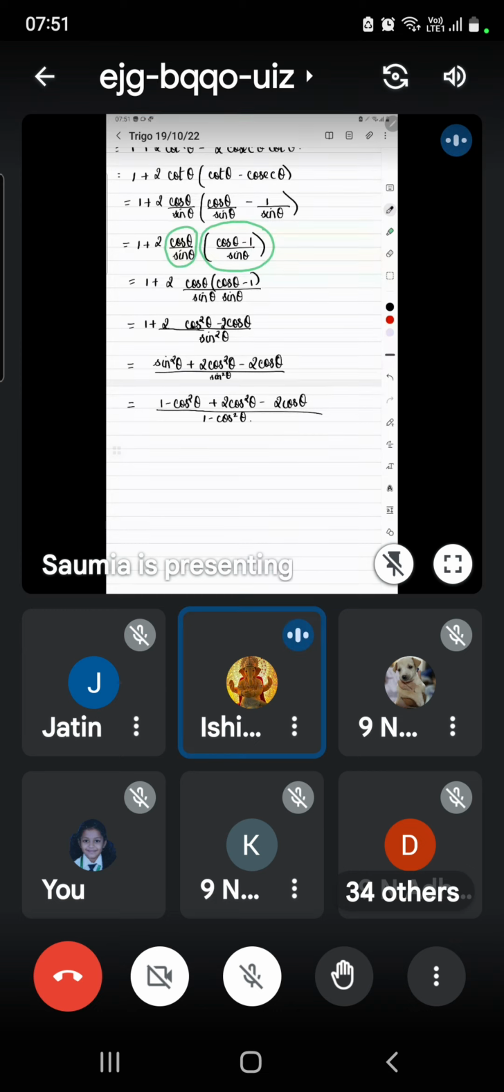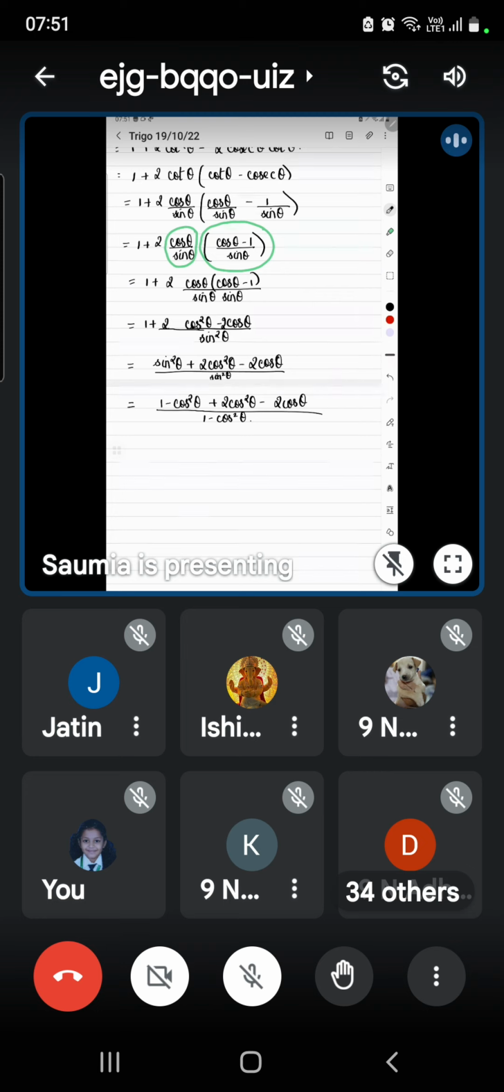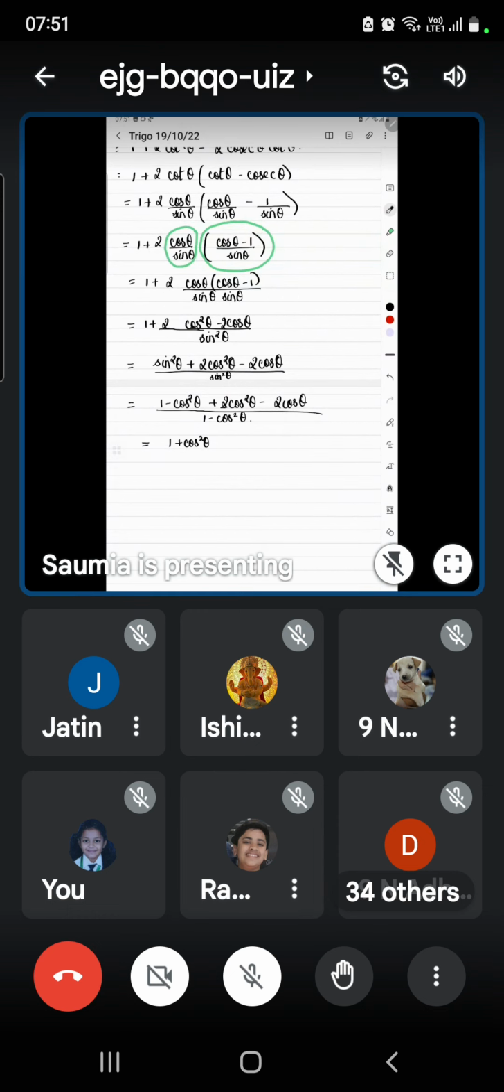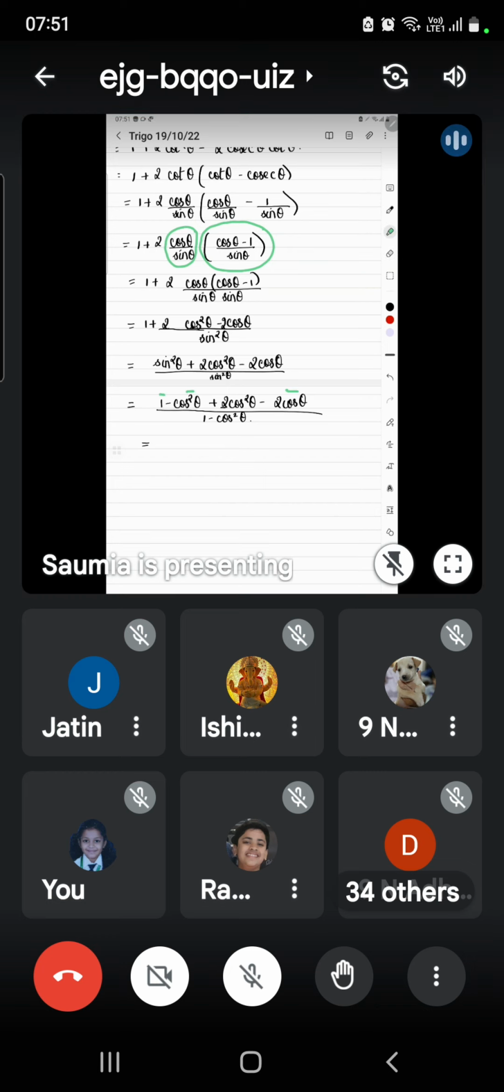In the numerator, only one you can cancel, no? This is 2 cos square theta. So you will have 1 plus cos square theta, of the form a plus b whole square. The numerator will be 1 minus cos whole square. Yes, you can do that way.